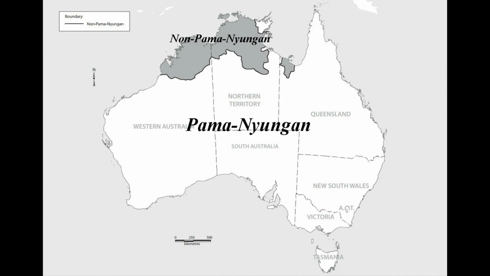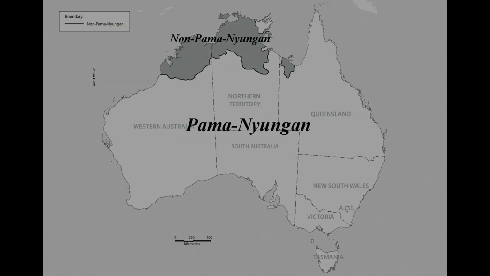Wagiman is a non-Pamanyungan language. However, the exact relationship between Wagiman and the other languages around is still a matter of research. We can therefore say that Wagiman is a language isolate within the Australian language family.